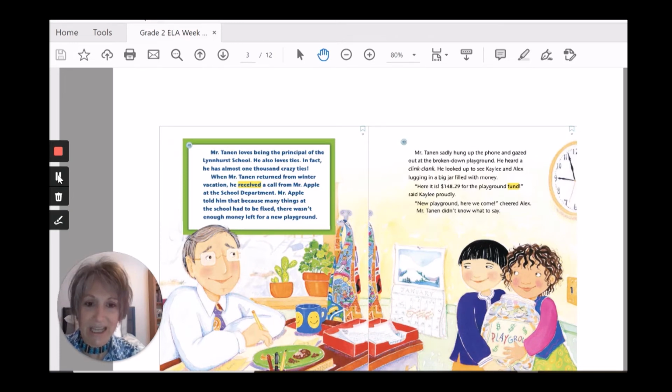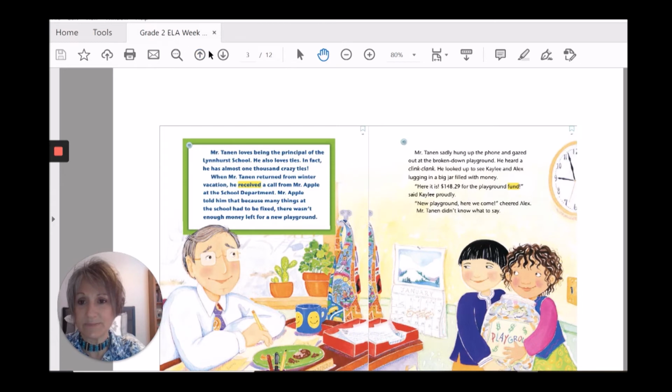He heard a clink clank. He looked up to see Kaylee and Alex lugging in a big jar filled with money. Here it is, $148.29 for the playground fund, said Kaylee proudly. New playground, here we come, cheered Alex. Mr. Tanen didn't know what to say.